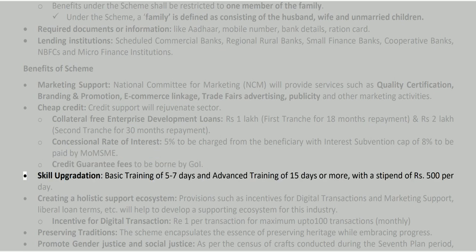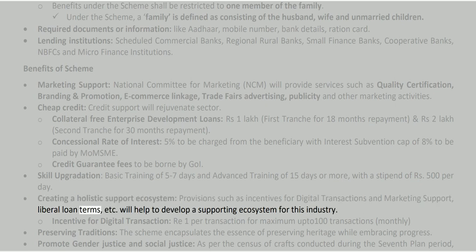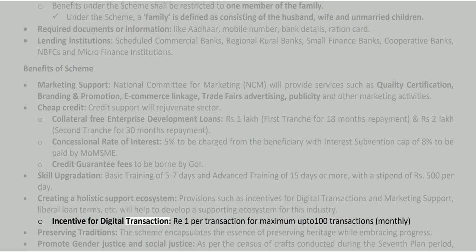Skill upgradation: basic training of 5 to 7 days and advanced training of 15 days or more, with a stipend of 500 rupees per day. Creating a holistic support ecosystem: provisions such as incentives for digital transactions and marketing support, liberal loan terms, etc. will help to develop a supporting ecosystem for this industry. Incentive for digital transaction, 1 rupee per transaction for a maximum of up to 100 transactions monthly.